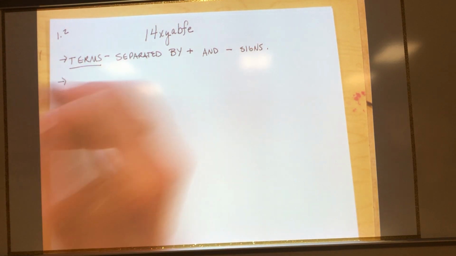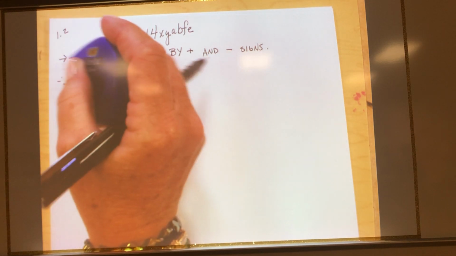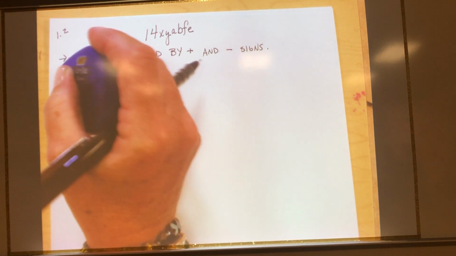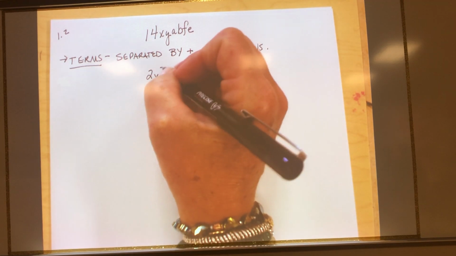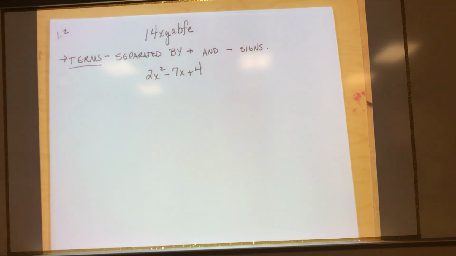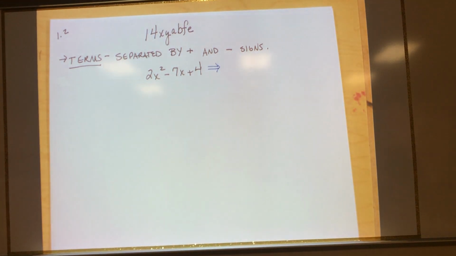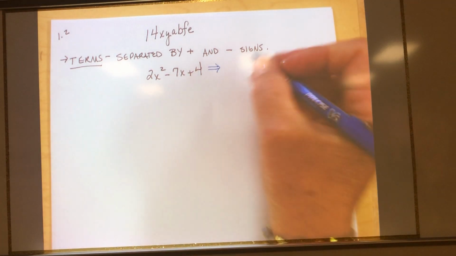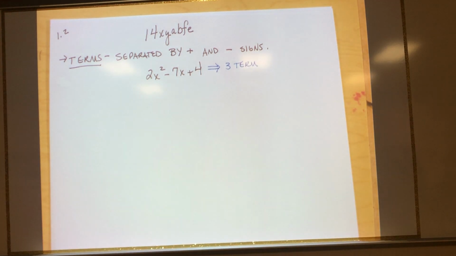So, the next thing we're going to define. Oh, before we do that, write this down. Can you erase a pencil? The pencil didn't show up so great up here. So, 2x squared minus 7x plus 4. I remember this from the other one. How many terms? 3. Very good. See how smart you are now? I'm so intelligent. All right.